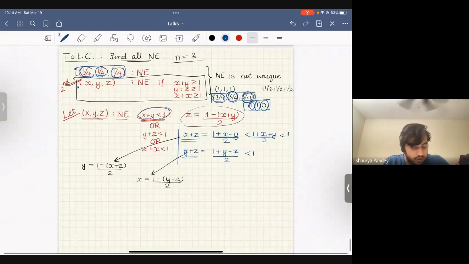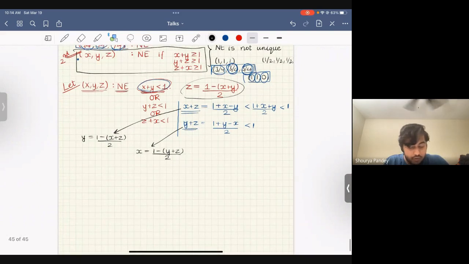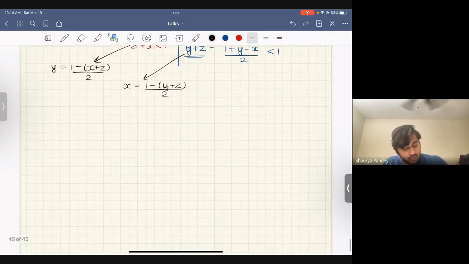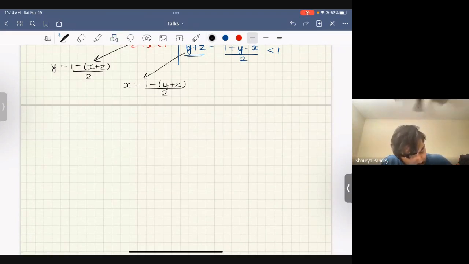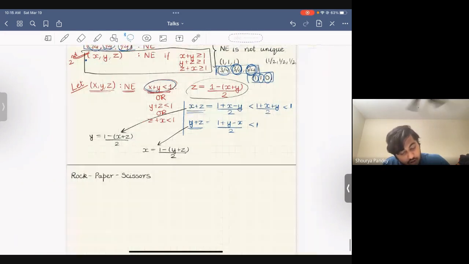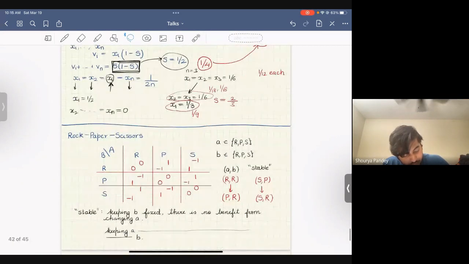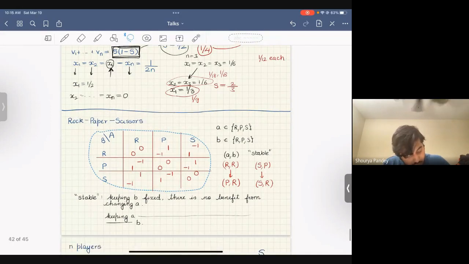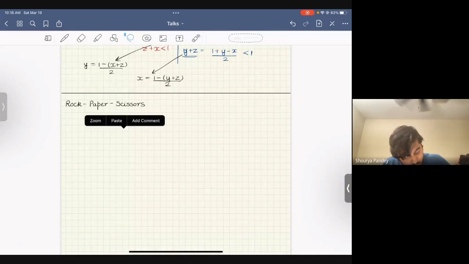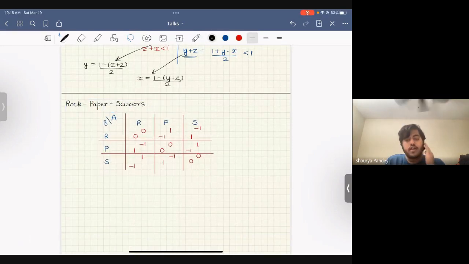But I want to focus on the rock paper scissors problem, which is the game theory problem that everyone is familiar with, yet it seems to not have any equilibrium. So rock, paper, scissors. Let me just copy the table. And so now there's no Nash equilibrium here.